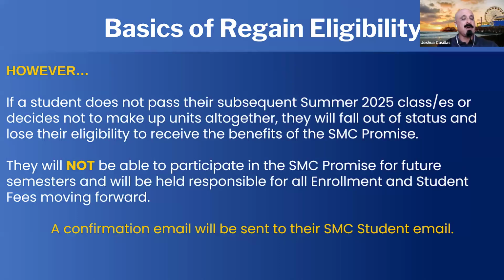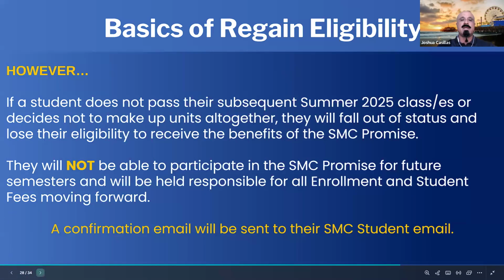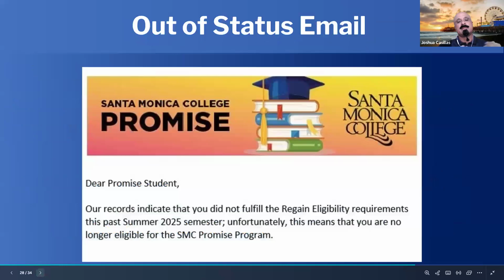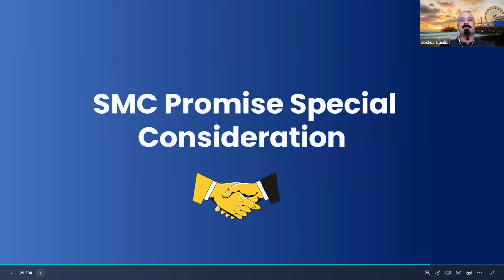A confirmation email will also be sent to their SMC student email, and this is what it will look like here. So, dear student, our records indicate that you attempted to regain eligibility. You did not meet it, so you're no longer part of the SMC Promise. So that's all automatically done, okay? And that's the way, if you follow the process and the requirements and you complete it all, it's automatically done, and it makes it really easy for everybody involved, okay?